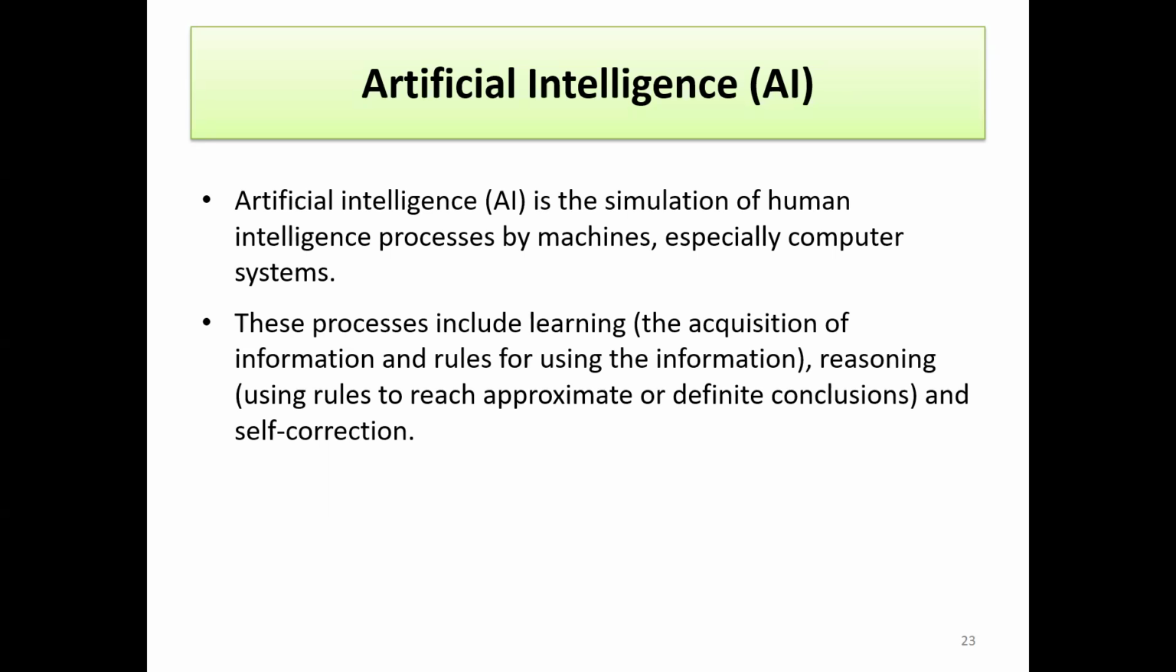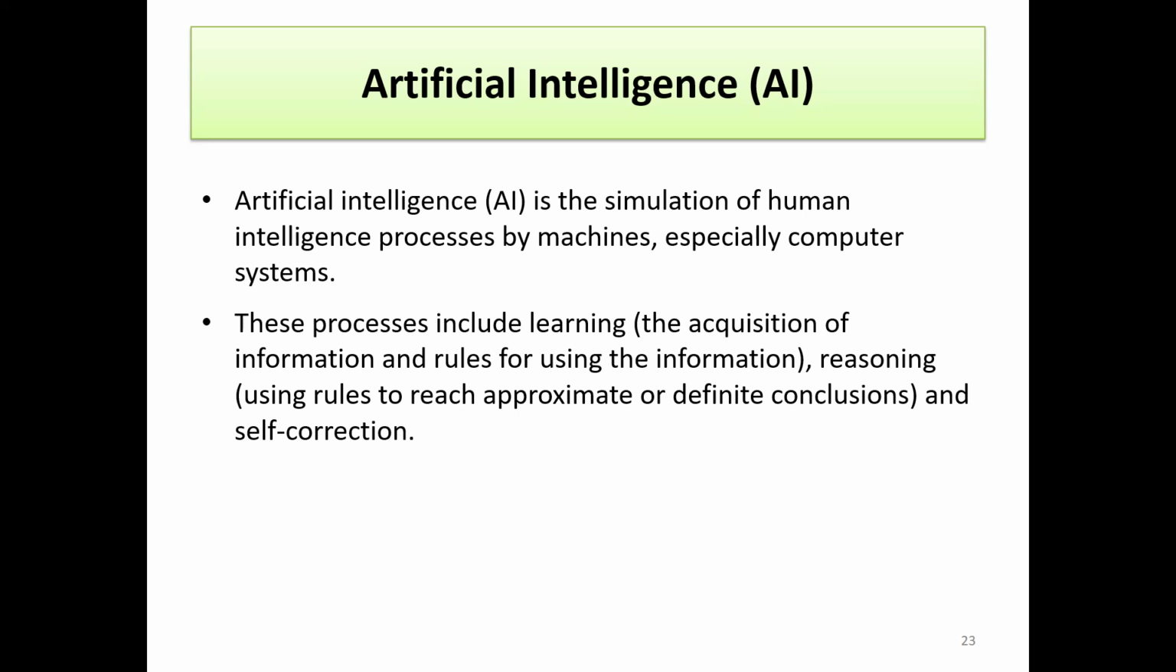Basic three things. What is reasoning? What is learning? What is self-correction? Given within brackets: learning, that is acquisition of information and rules for using the information. Acquisition of knowledge and use of knowledge. In other words, what is reasoning? Using rules to reach approximate or definite conclusions, right?